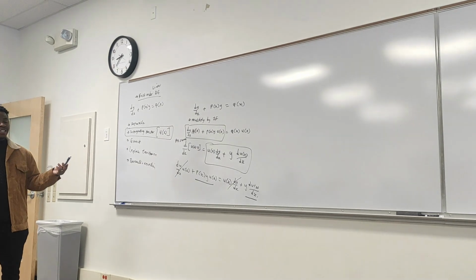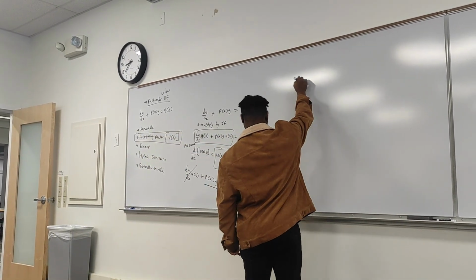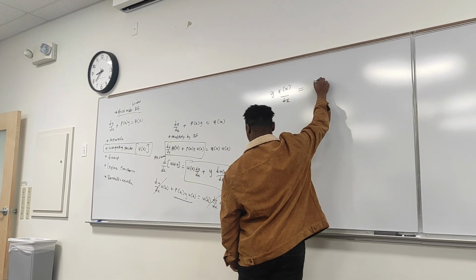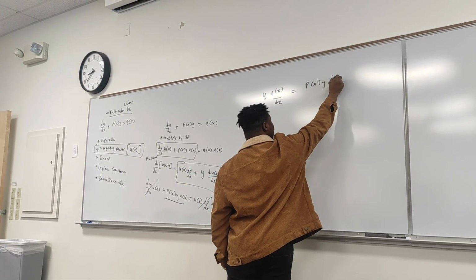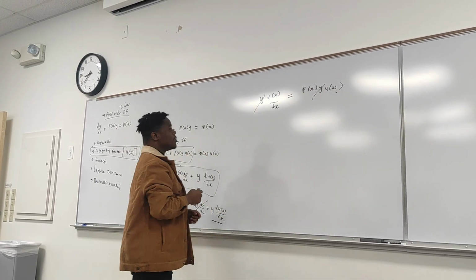We're trying to find the integrating factor. That's what we're doing. So if that's the case, we have y du of x over dx is the same thing as p of x y u of x. y can cancel y.